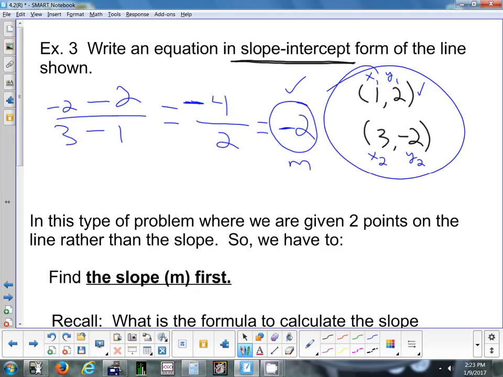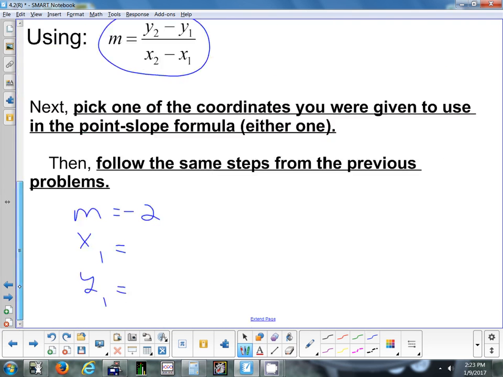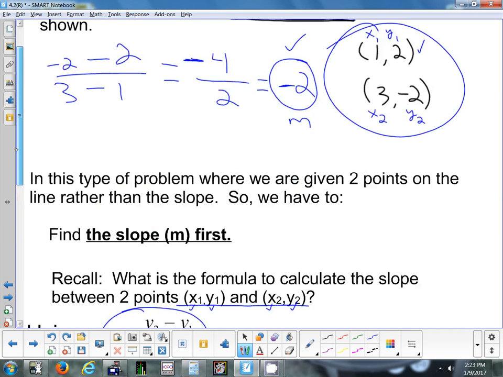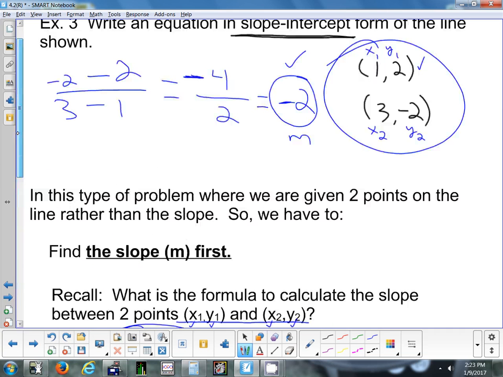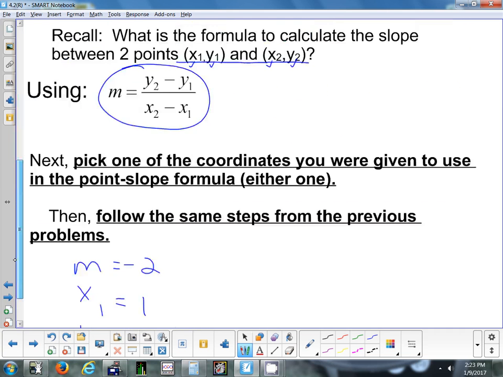Let's use the first one just because the numbers are positive. You have to pick both numbers from the same coordinate. Either you can pick the top 2 or the bottom 2. So let's pick the top one. Forget about the bottom one. We're not going to use it. What is x1? 1. What's y1? 2.